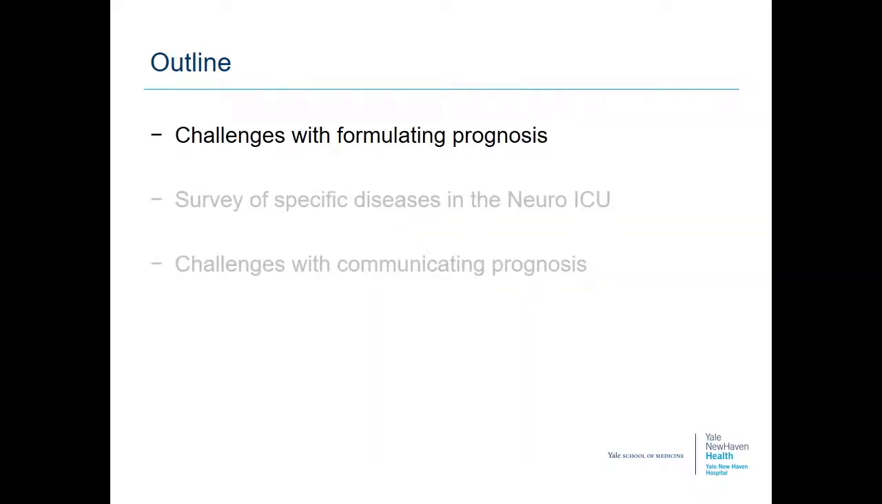This short presentation will focus on three different topics. First, we will talk a little bit about the general challenges with formulating prognosis for neurocritical care patients. We'll spend a little time surveying the different clinical scales that are available for specific diseases in the neuro ICU. And we'll end with a brief discussion on the challenges with actually communicating prognosis, even once you've formulated it, with patients, and in particular with patients' families.